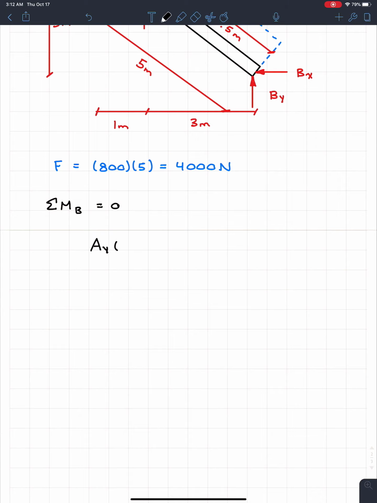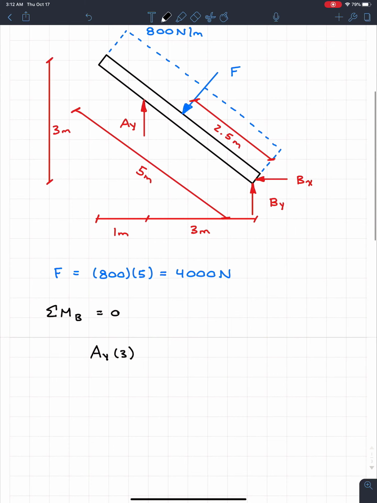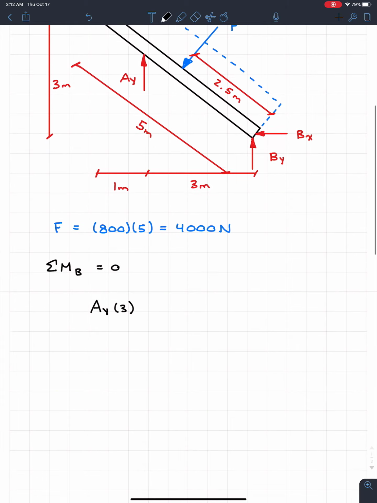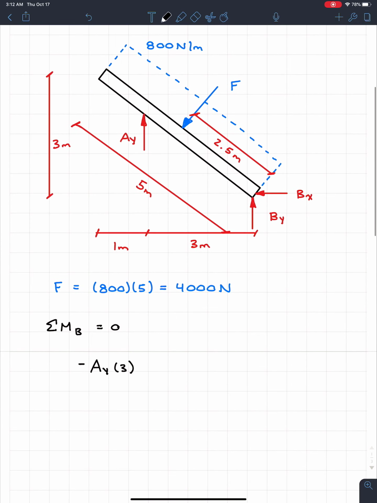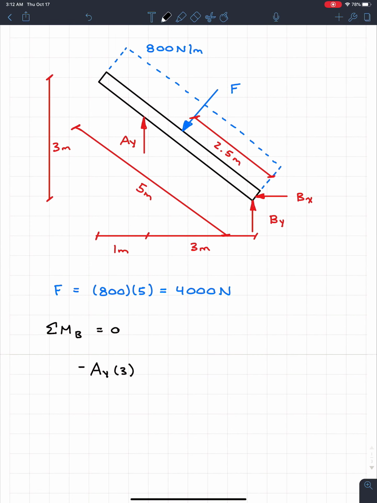times its distance, which we know is going to be 3 meters. If we look at the rotational tendency of Ay, if I hold my pencil at B and push up on the left side, we see that it starts to rotate clockwise. So we know this will be negative. Then the next component is going to be F, and we know that F can be split into an Fx and an Fy because it's at an angle.